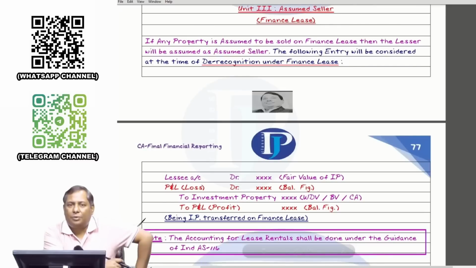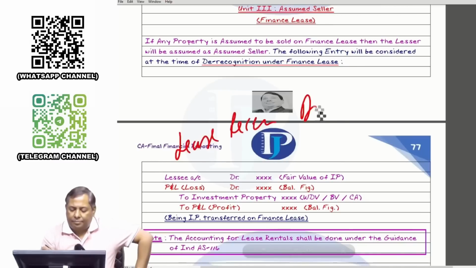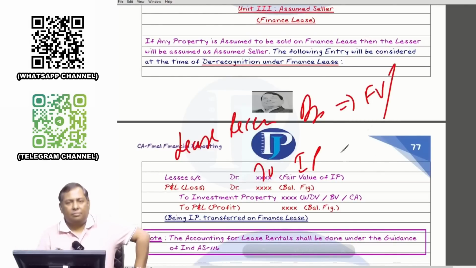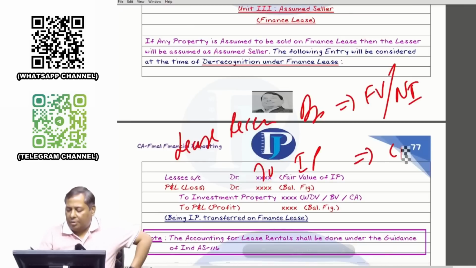Now, do you know what the entry is going to be? We will debit lease receivable and we will credit the investment property, and this entry will pass on the fair value. What is this in 116? Net investment. This is the present value of the gross investment, also known as the fair value. This is the carrying amount and the difference goes to P&L.